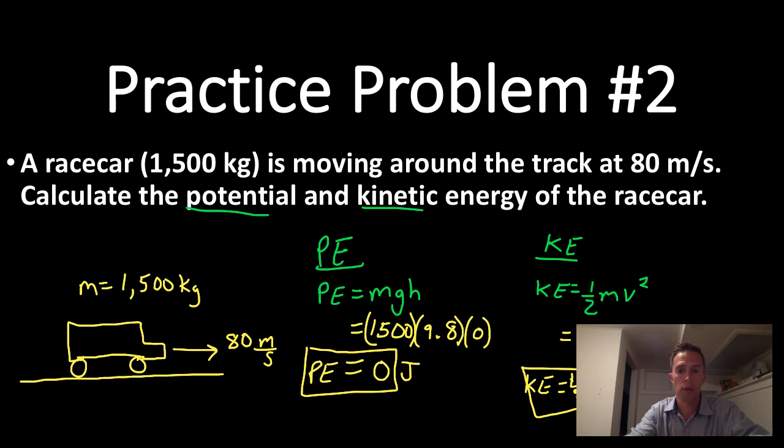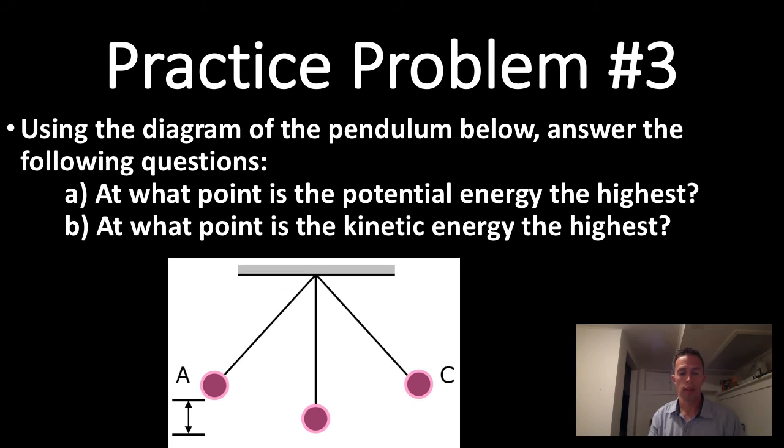Let's go over one more practice problem. And this practice problem, number 3, says, using the diagram of the pendulum below, answer the following questions. Okay, we're going to answer A. It says, at what point is the potential energy the highest?